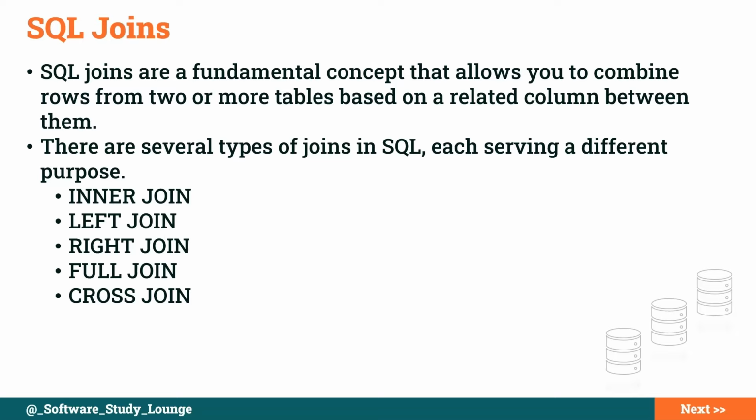So what are SQL joins? SQL joins are a fundamental concept that allows you to combine the rows from two or more tables based on the related columns between them. There are several types of joins in SQL, each serving a different purpose. For example, inner join, left join, right join, full join, and cross join.